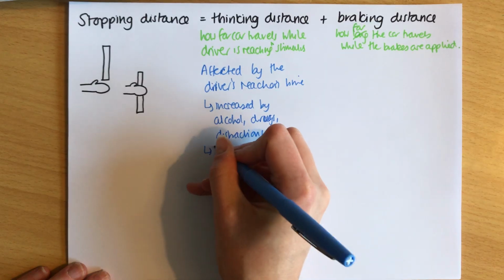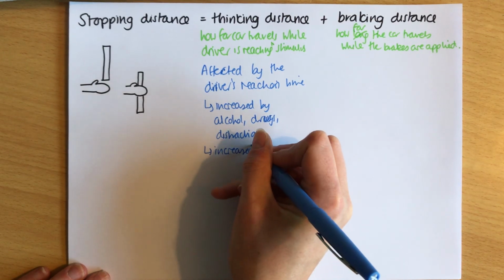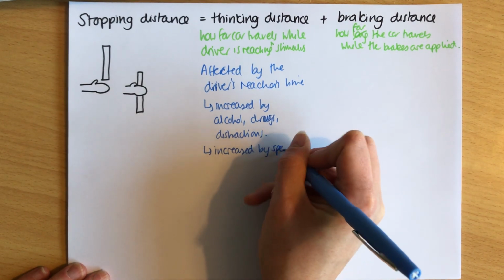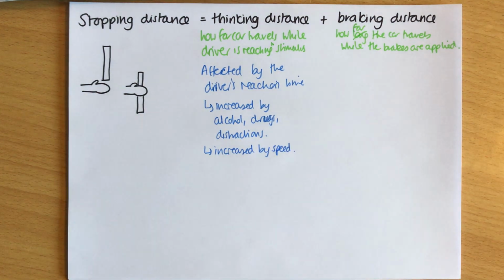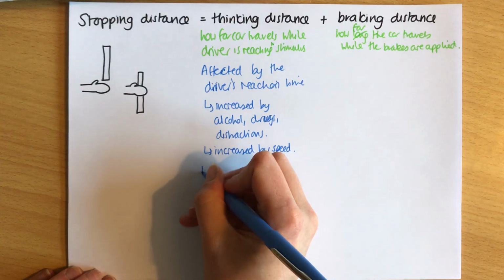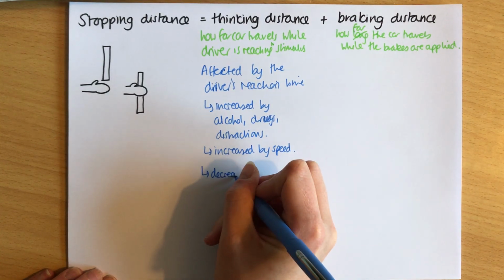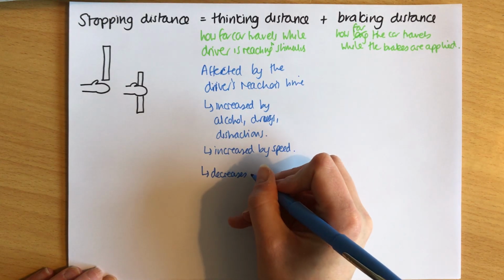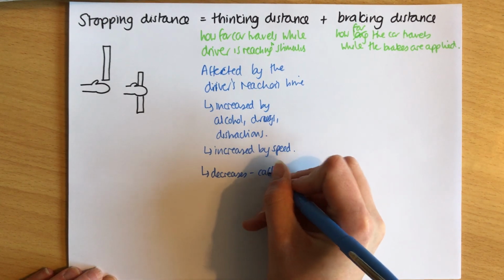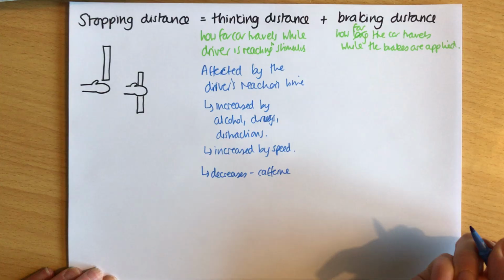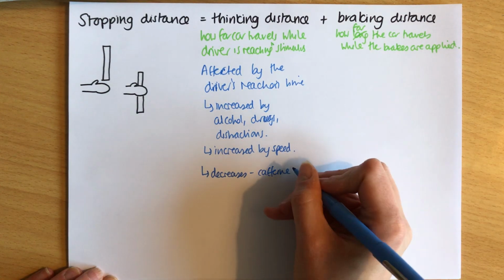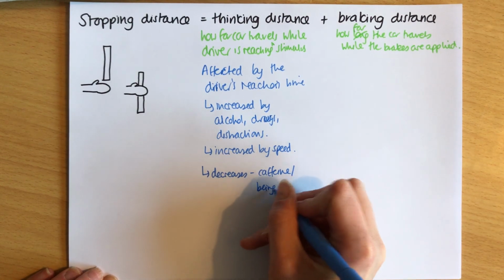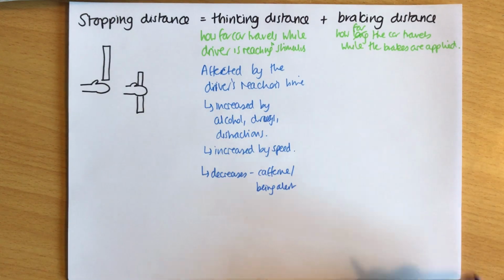So if you increase the reaction time, you're going to increase the thinking distance. It's also increased by speed of the car. So if the car is travelling quickly, it will travel further while you're reacting than if it's travelling slowly. It can be decreased. It decreases if you shorten your reaction time. Things like caffeine. I'm not saying always drink coffee before you drive, or being awake and alert, which is why you should be awake and alert while you're driving, because you want it to be as short as possible.